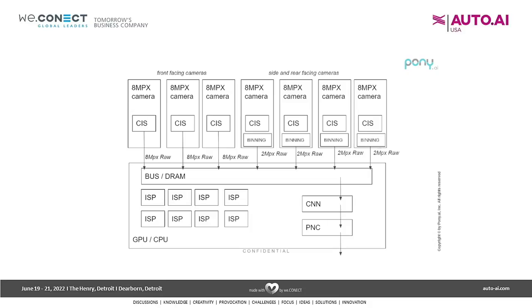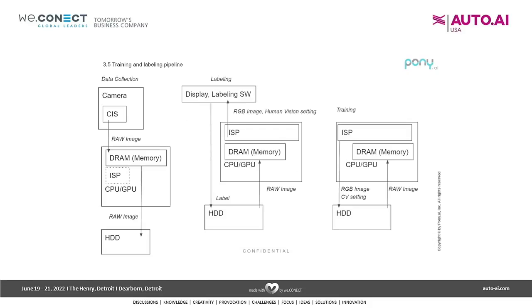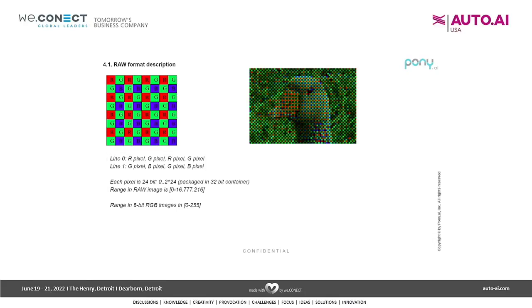And the ISP becomes a part of the GPU compute unit, and we are basically able to go around and collect raw images on our drives for training. We can have two pipelines, one for training and one for labeling, because training uses different kinds of pre-processing than people do. So if we have the raw data, this is what we are allowed to do.